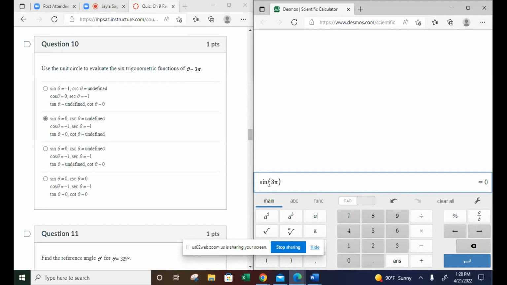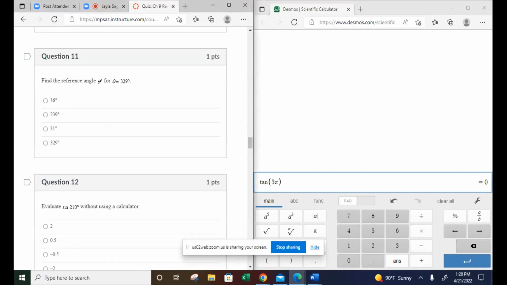So sine of 3 pi is 0. That gets you down to B or D. But notice cosine is the same in both, so you wouldn't want to try that. Tangent is the same in both. So what is different? Cosecant. See how cosecant is different in both? It's undefined in B and it's 0 there. Cosecant is the reciprocal of sine. So what is the reciprocal of 0? Undefined. Yeah, so you got it.